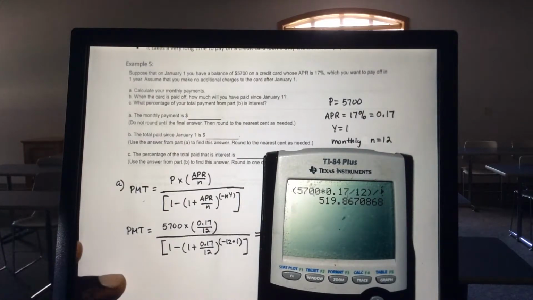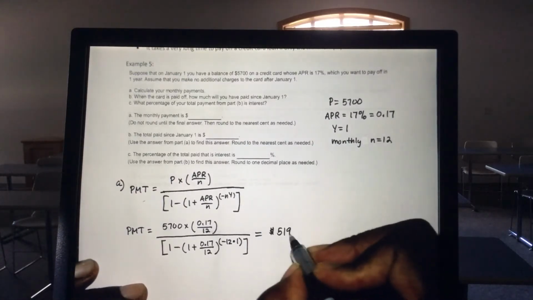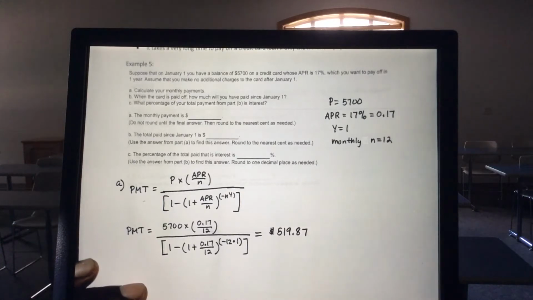So here we got, let's say to the nearest cent, as they say, $519.87. So on this $5,700 credit card balance, if you want to pay it off in 1 year, this is the amount that you need to pay, $519.87. So that's part A.